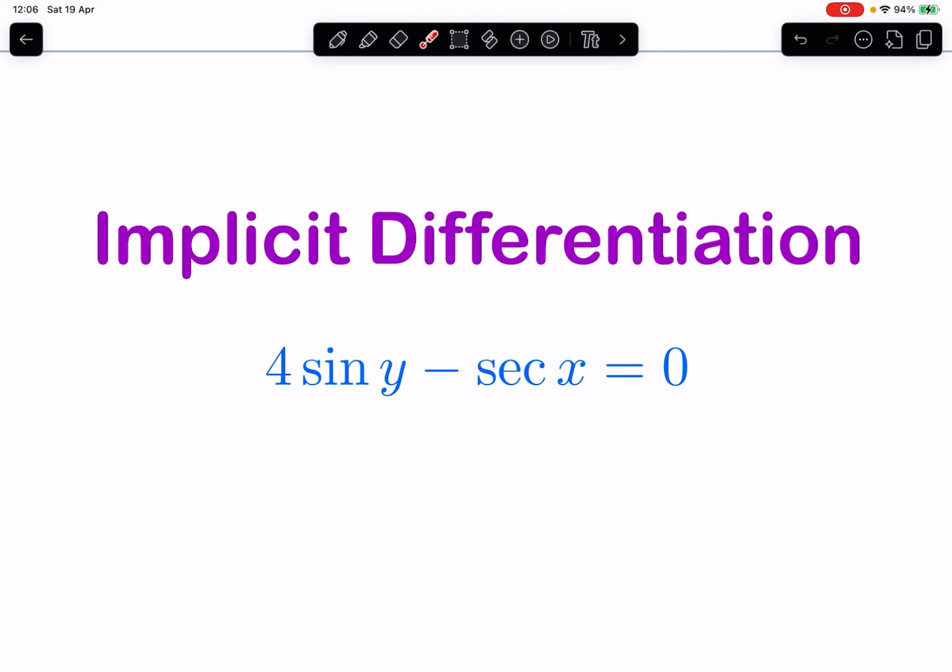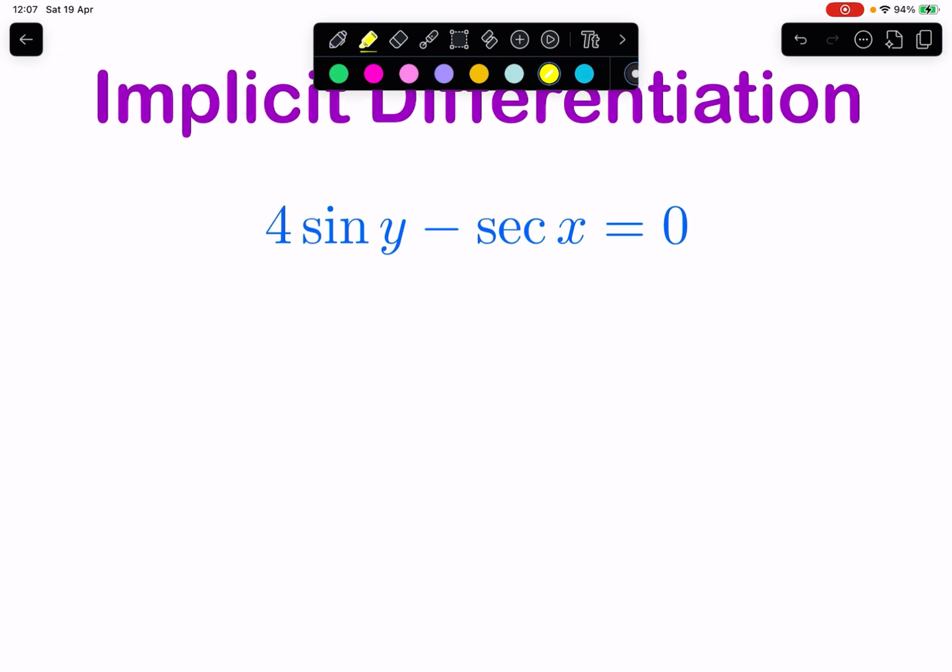If we try to differentiate an expression that involves both y and x to find dy by dx, we're going to need to use something called implicit differentiation, where you differentiate the terms involving x normally, but whenever you encounter a y, you need to invoke the chain rule and multiply by dy by dx. So I'm going to start by differentiating sine y. I'm going to differentiate each term separately, so it's term by term differentiation.